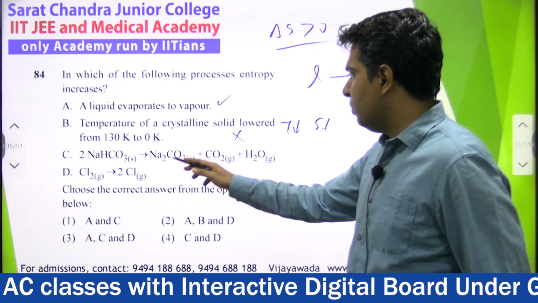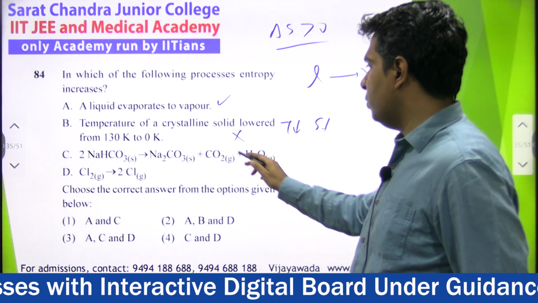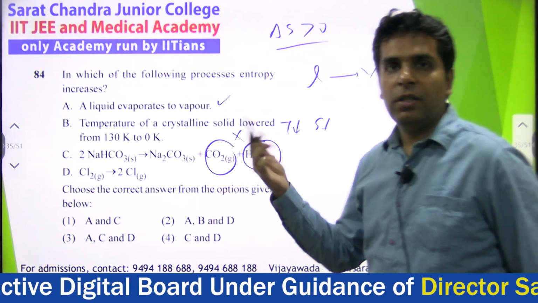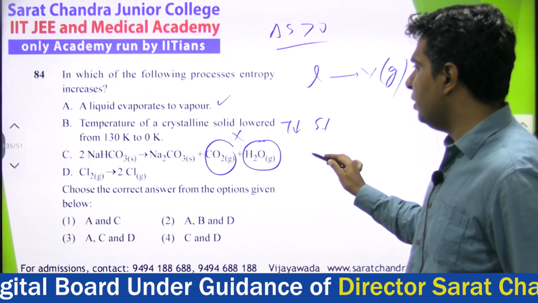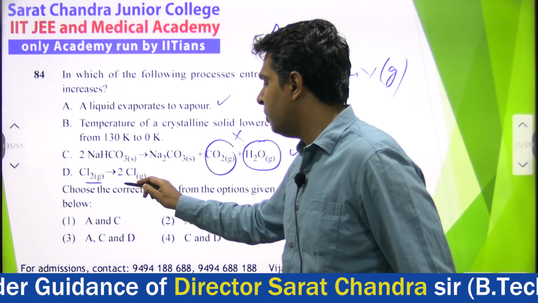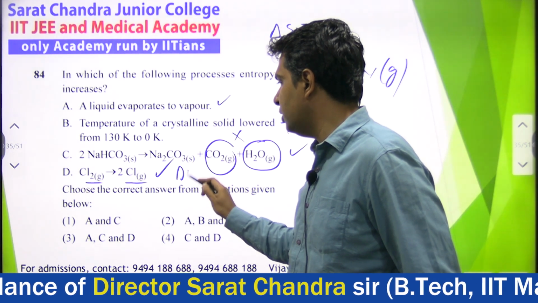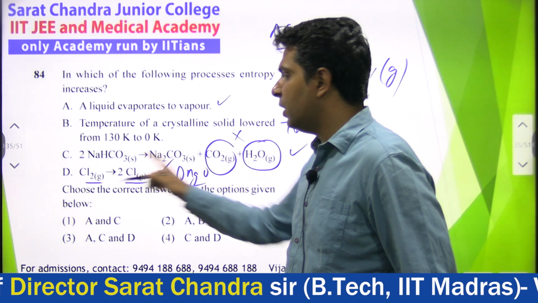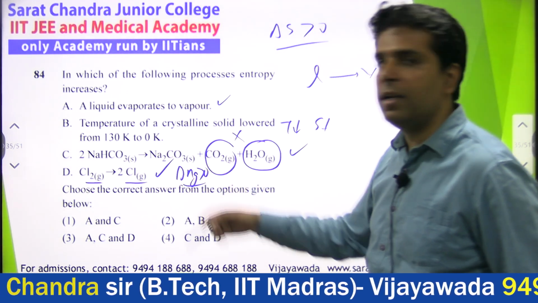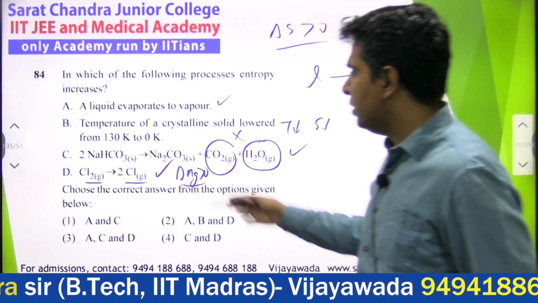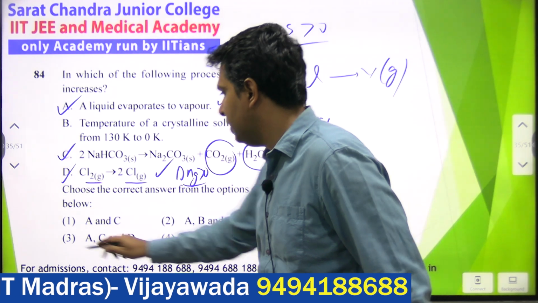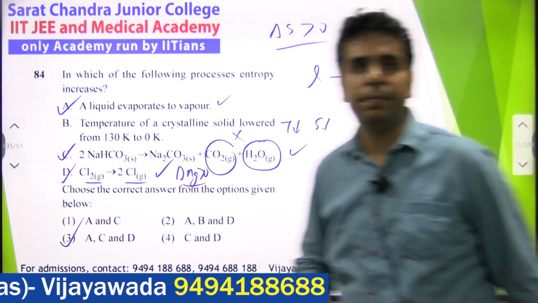Then sodium bicarbonate is decomposed to give sodium carbonate, CO2. As the gaseous molecules are getting formed from the solid, the entropy will increase. Gases have more entropy, so in this case the entropy will be increased. Now Cl2 gas is giving me 2Cl gas, so delta ng is positive. From 1 mole of the gas, 2 moles of the gas molecules are formed, so delta ng is positive, that is 1. So in this case also entropy will increase. So A, C and D, that is the third option, will be the answer.